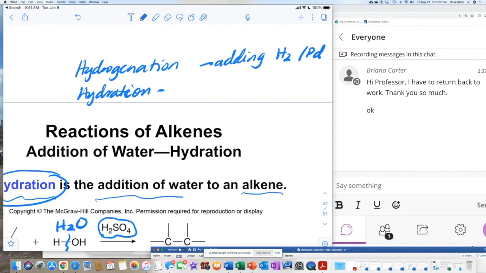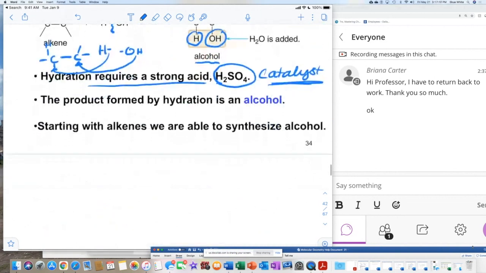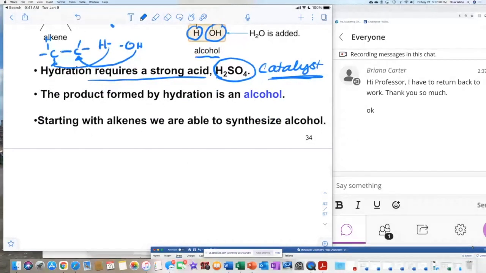Adding water, and this time our helper is a whole molecule, sulfuric acid. Okay, hydration, hydrogenation. Okay, let's go down and see. So yeah, by doing this, we're now able to make alcohol.